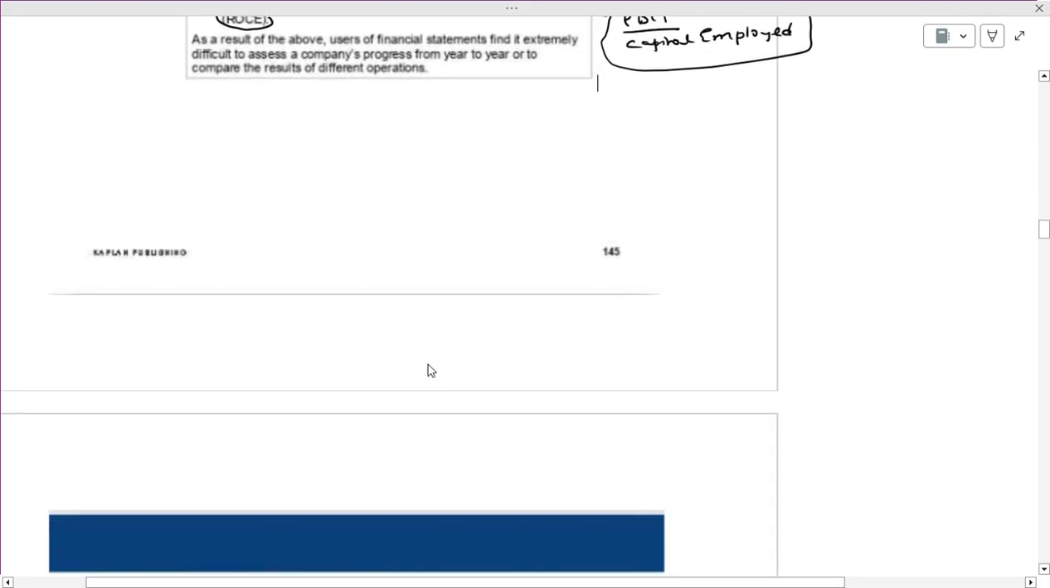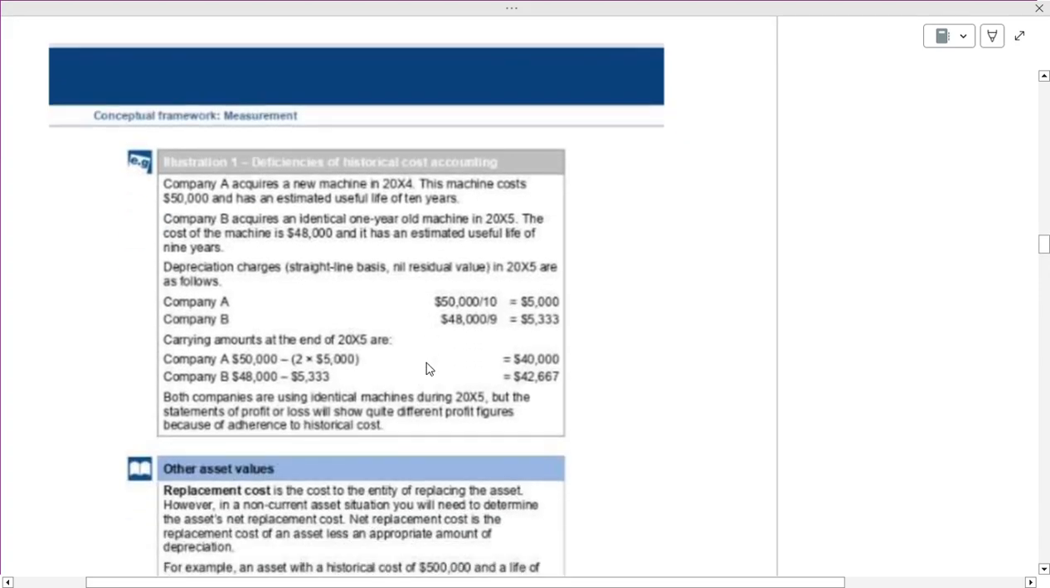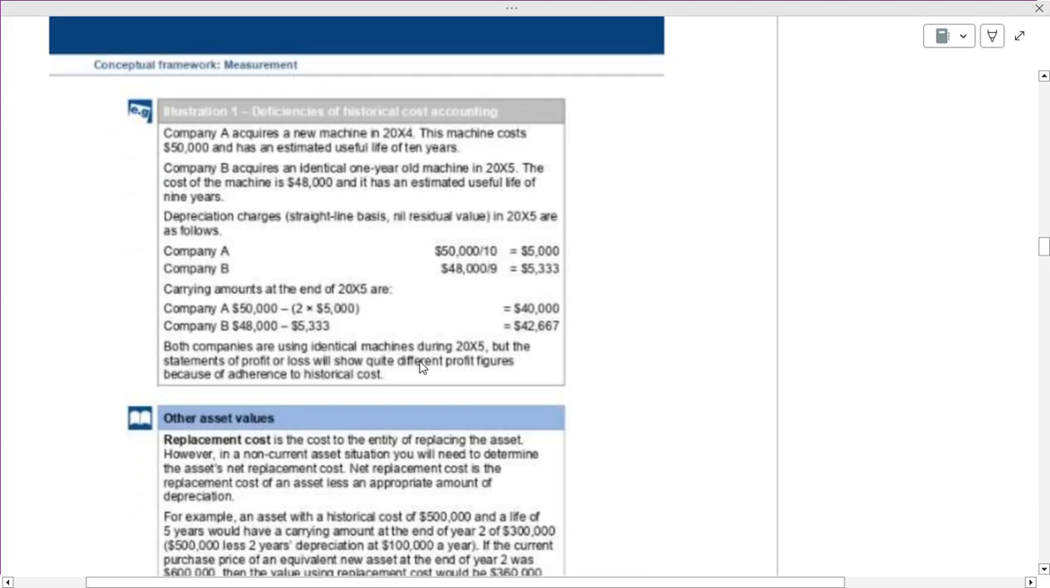Fine, this is with respect to the historical cost, because they made it very simple. Keep it in mind. I will make you understand this. Company A acquires a machine in 2004. The machine is 50,000. Estimated life is 10 years. Company B acquired an identical 1-year-old machine in 2005. Cost is 48,000. Estimated life is 9 years.